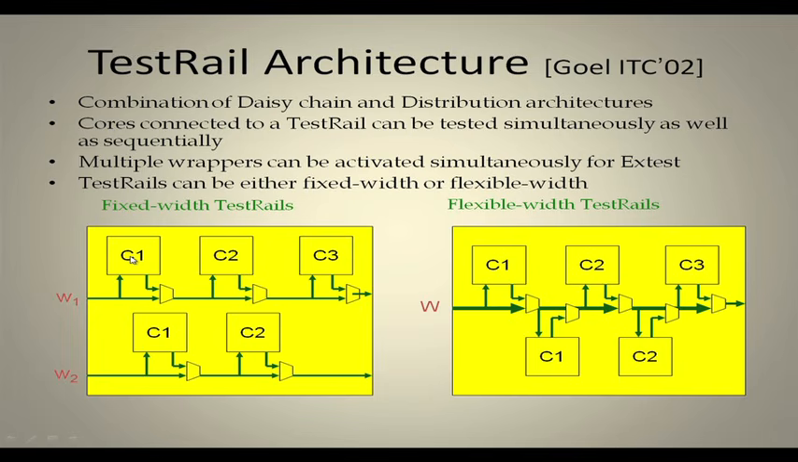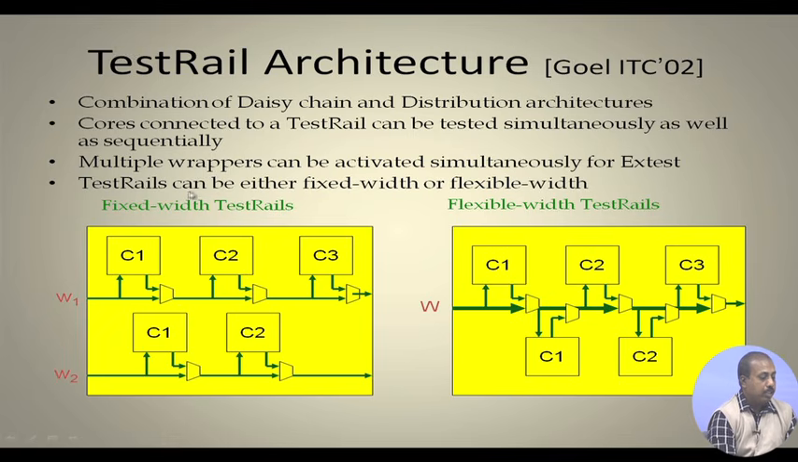Sequentially we can always do. So, we can do it sequentially. Here, multiple wrappers can be activated simultaneously for X test, because I can have this wrapper of C1 and this wrapper of C2. There may be some connection between C1 and C2. So for X test, I can send the test pattern here and get the responses from this point. That way I can simultaneously do this X test operation.